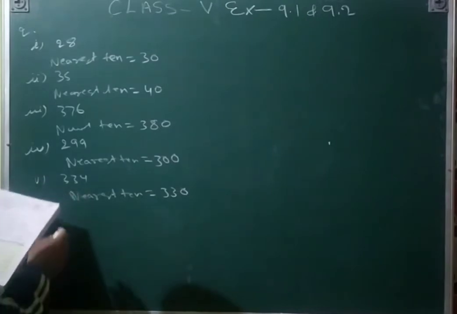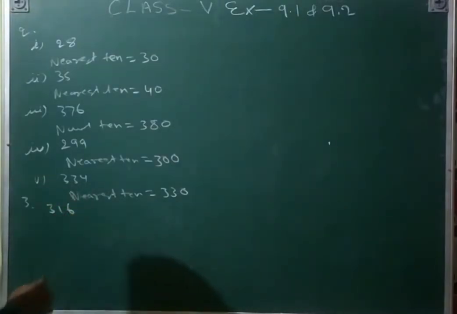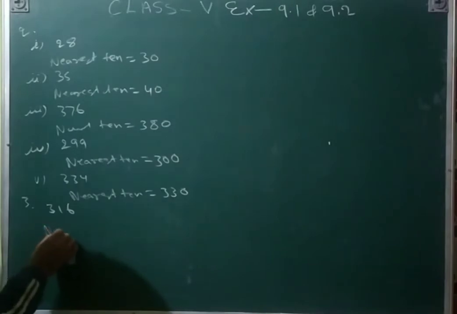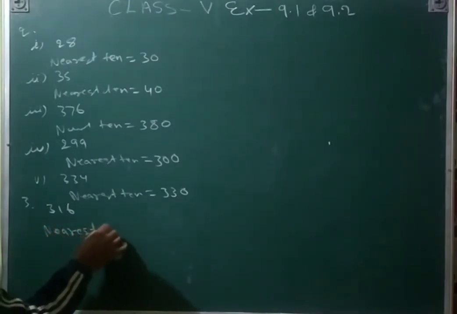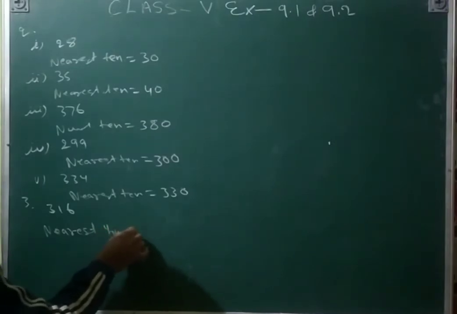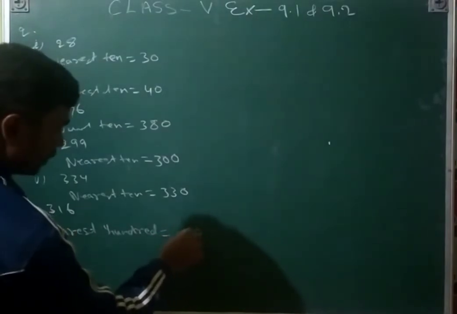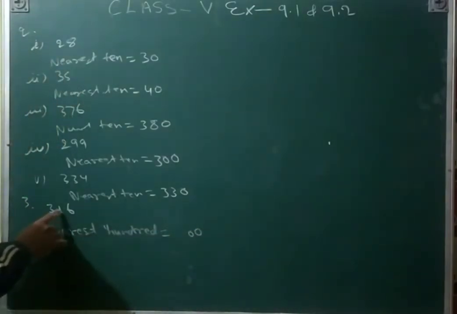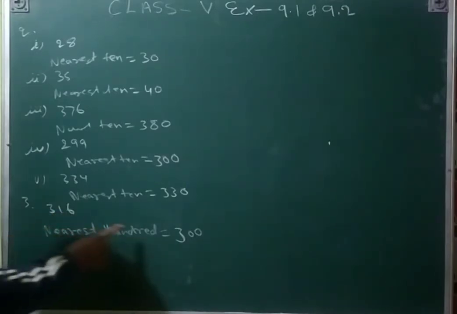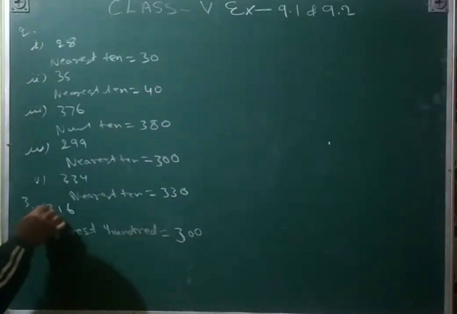Now nearest 100, that is the third question. Nearest 100, 316. For the nearest 100, the last two digits will be 0 and we will look at the tens digit. If this is a 5, 6, 7, 8, 9, then this will be increased, otherwise this will be the same. Again I am explaining, if this is 5, 6, 7, 8, 9, then this will be increased, otherwise the same. This is the first part.